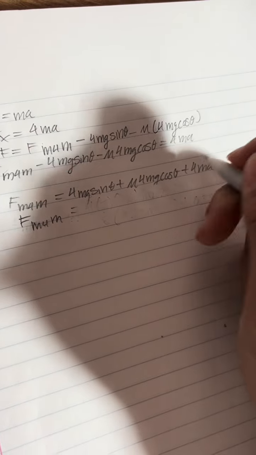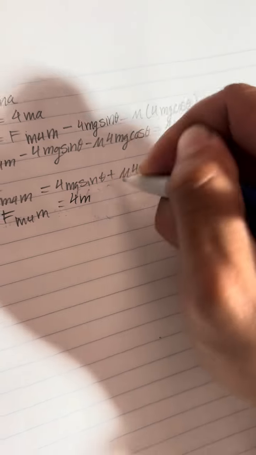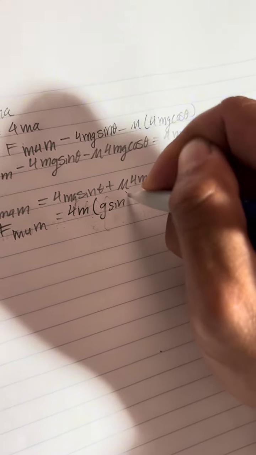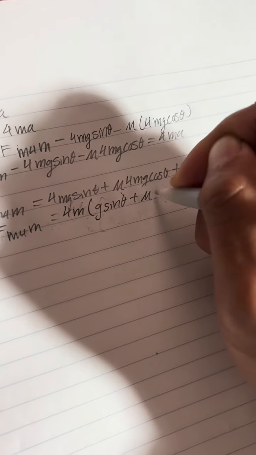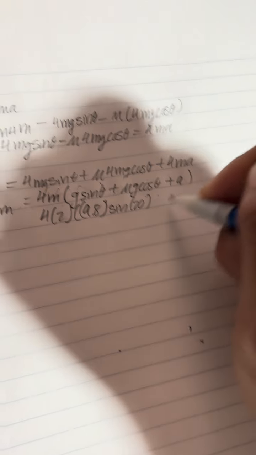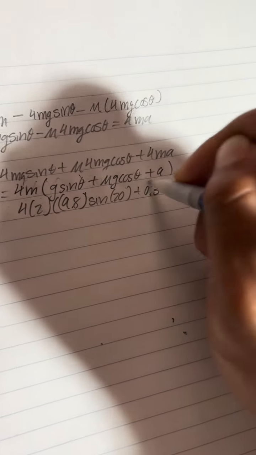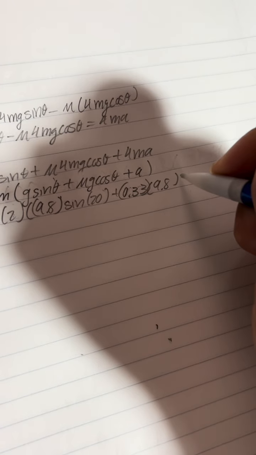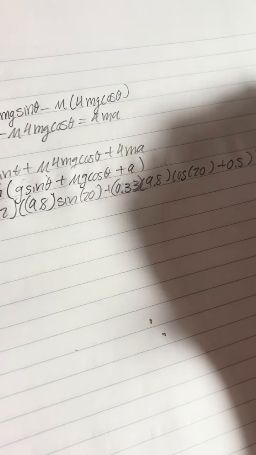And then, okay, now with this equation, I can take out the 4m from all these terms. So now I have g sine theta plus mu g cosine theta plus a. And then from the previous equation of g, I have all these terms already. So 4 times 2, and then 9.8 sine of 20 plus 0.33 times 9.8 cosine 20, and then plus 0.5 for the acceleration.